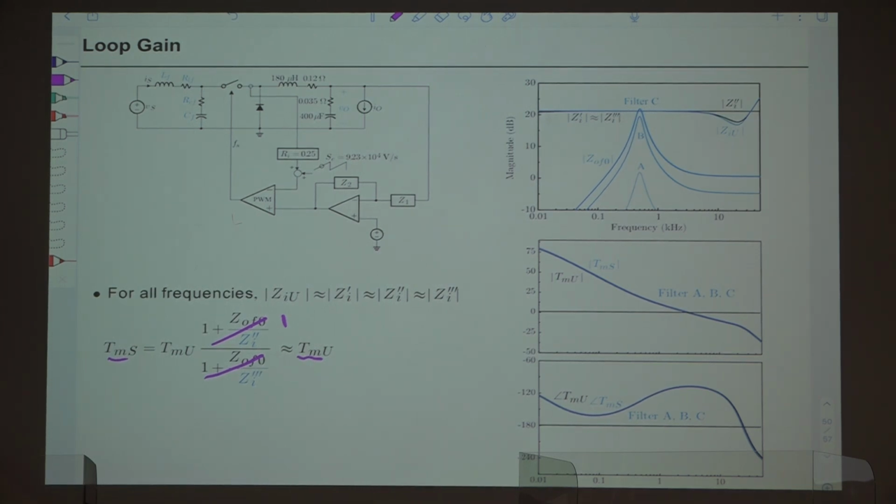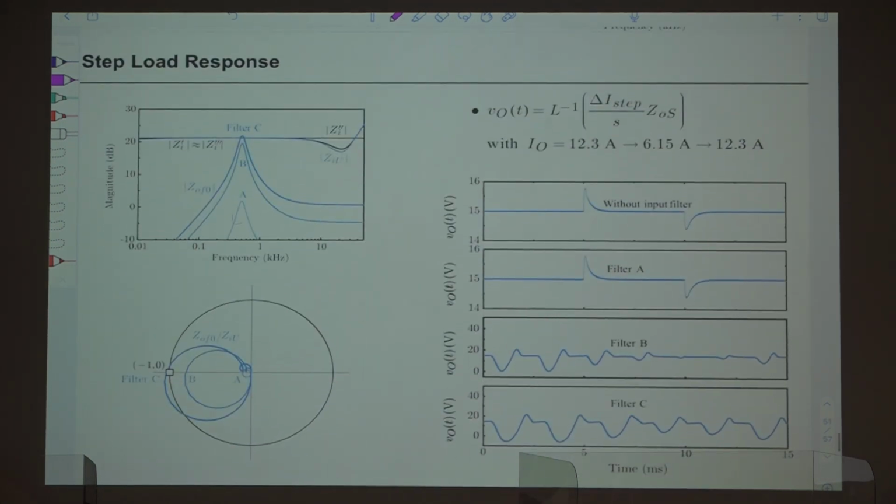I'll introduce the paper regarding that story maybe next time. Okay. Finally, I'll show the step load response of the converter of this case. Is shown here. Right? Step load response. Okay. This is the loop gain analysis, minor loop gain analysis.